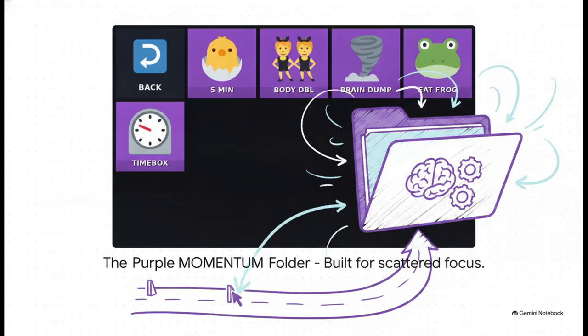But what happens when the AI is working perfectly fine, but your own brain just stalls out? Enter the purple momentum folder. According to the playbook, this is built specifically for scattered focus, acting almost like an ADHD management tool. When you're suffering from workflow paralysis or you just feel totally overwhelmed, this folder becomes your digital co-pilot to get you moving again.